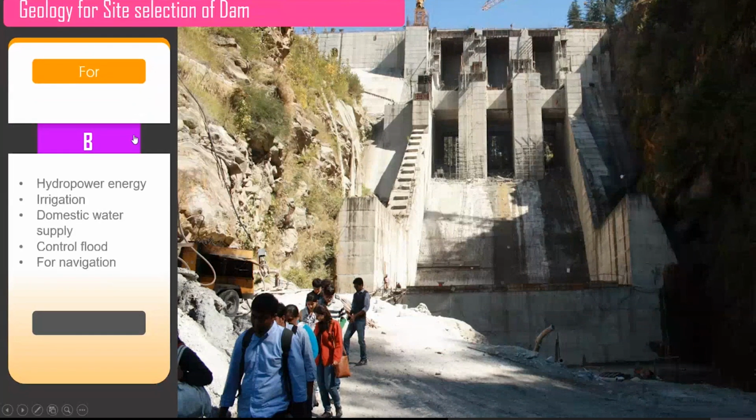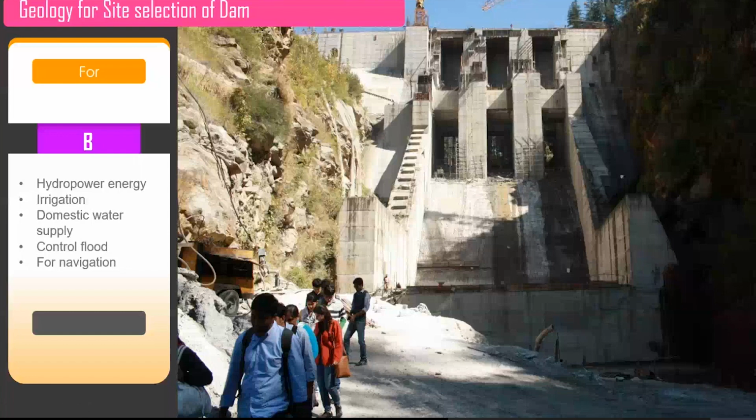And there are different purposes for which we construct a dam. It may be for hydropower energy, or for irrigation, or for domestic water supply, for controlling floods, for navigation. So there are a number of different purposes for which dams are constructed. What you are seeing on the screen is a dam constructed across the river for a hydroelectric project. This is from the Parvati project, which is near Manali. So the water which is going to be stored upstream of this particular dam is going to be used for the generation of electricity by a hydropower project.